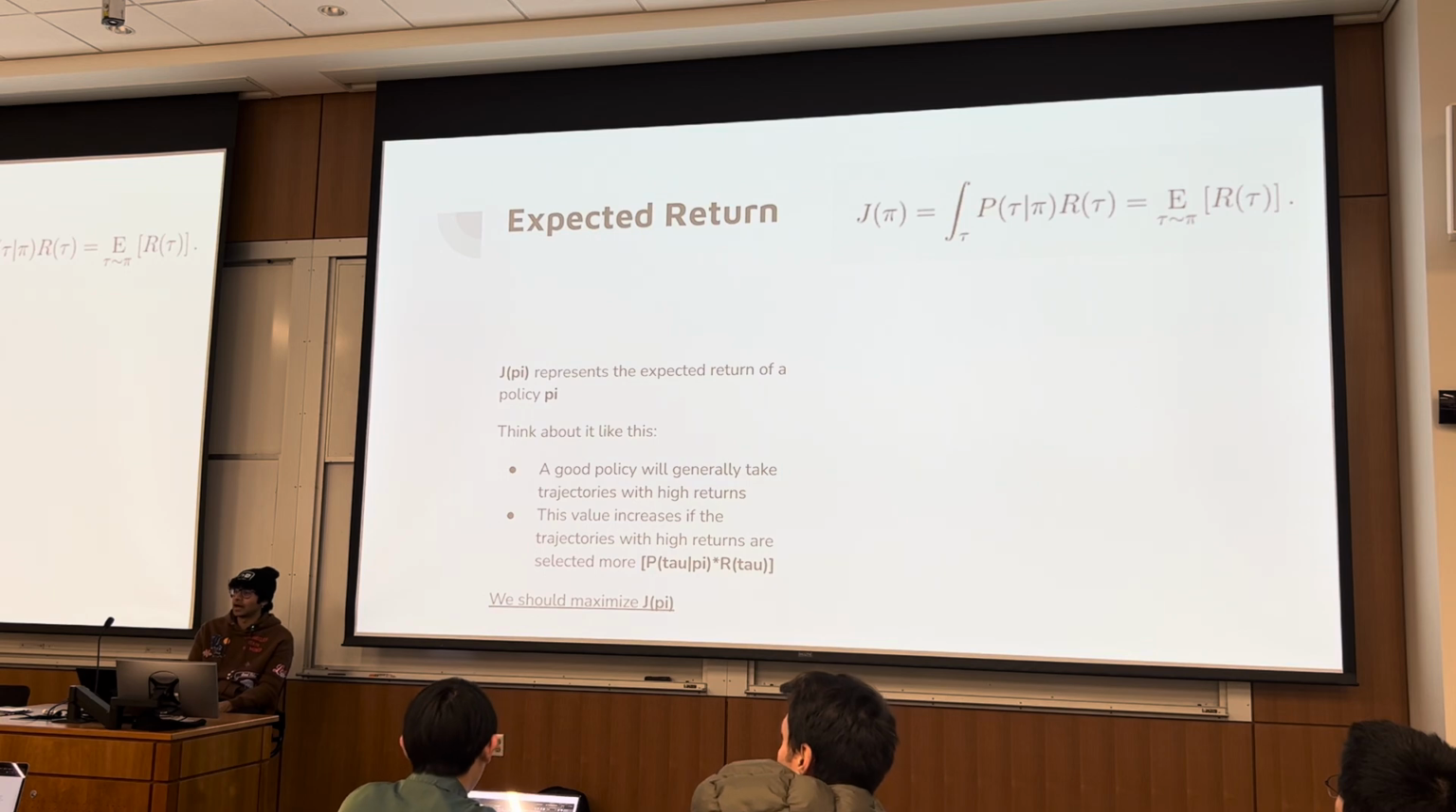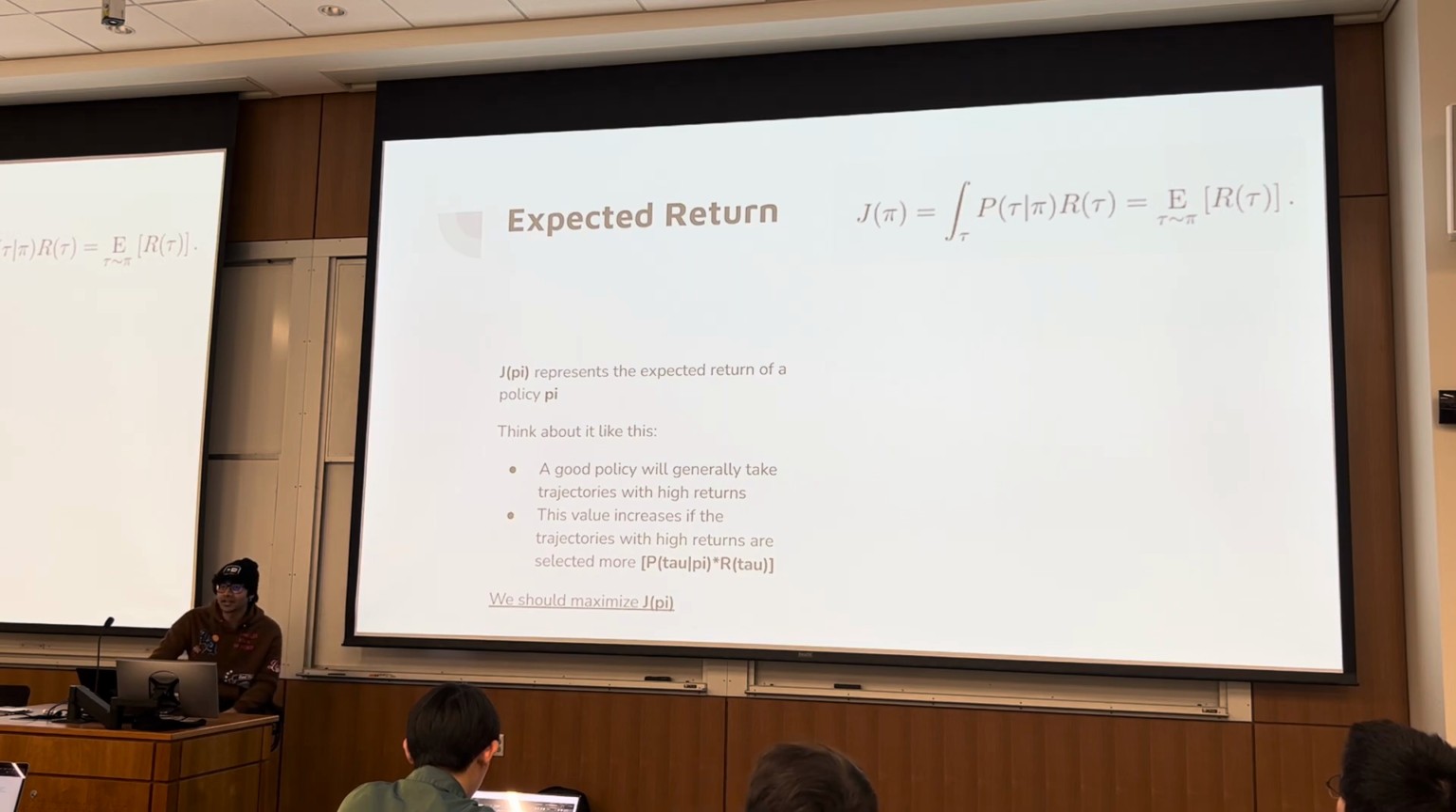Oh, are you asking how we backprop or make the agents better? That's next. I haven't gotten to actually how to optimize this. I've just gotten to what we're optimizing, by the way. Any questions?